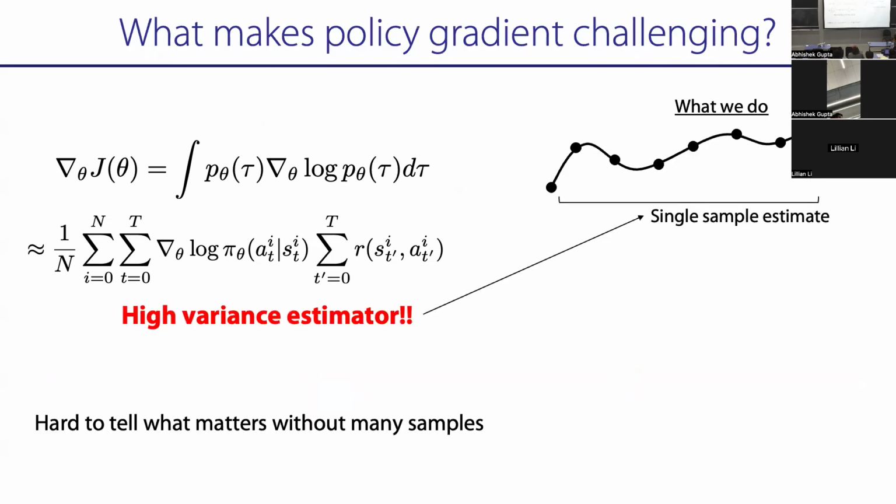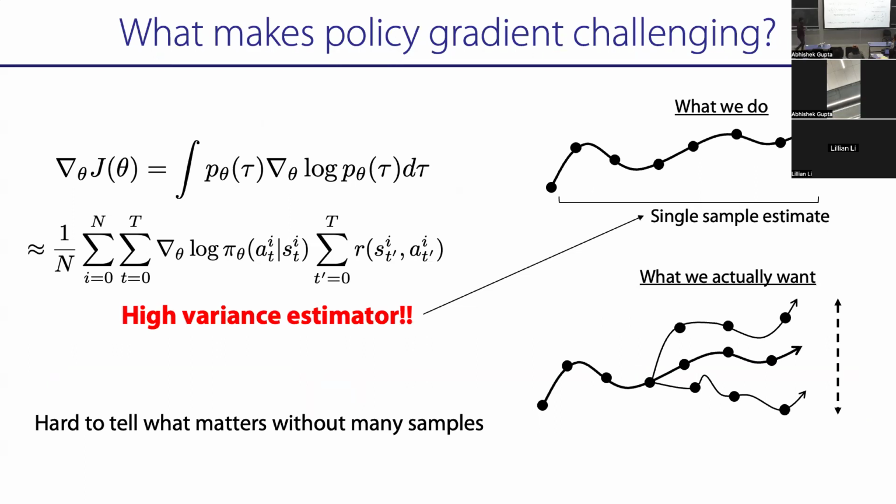Right, so this is a single-sample estimator. What we actually want is a multi-sample estimator. If I want to know if an action is good, I don't want to just take one sample. I want to take many samples which all share the same action, and then I can know if something is good.